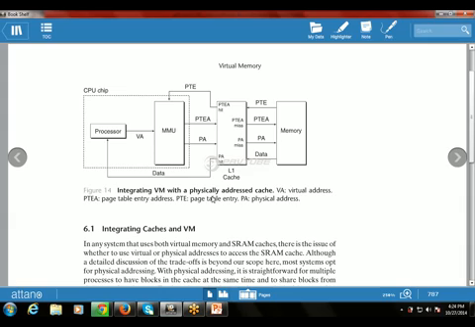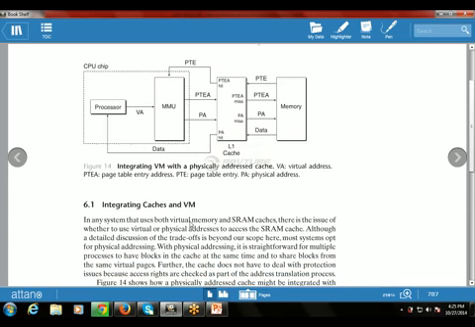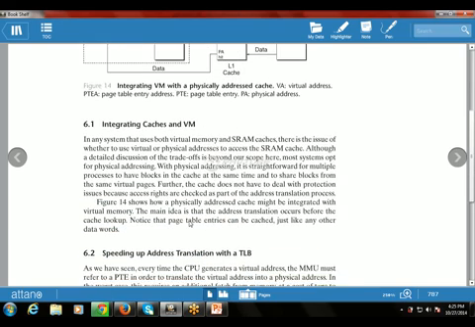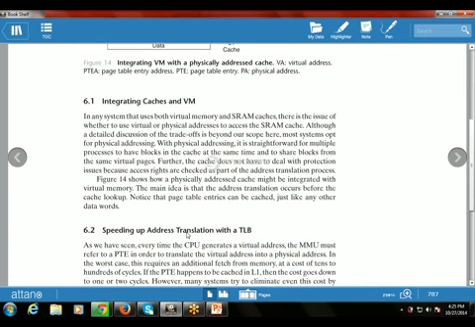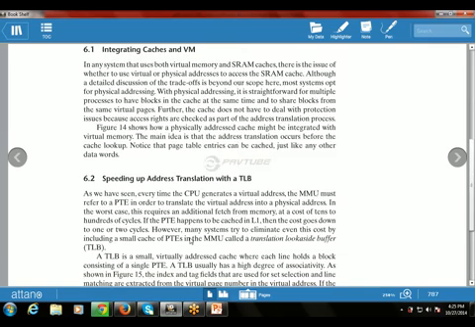Then this is the diagram that shows how to integrate VM with the physically addressed cache that we have studied in the last class. Then we have studied how to integrate the cache and the VM, that is how cache memory is integrated with the virtual memory. Then how to speed up the address translation with the use of the TLB, that is your translation lookaside buffer.